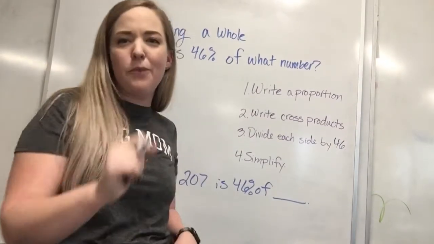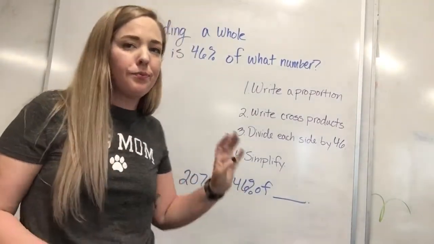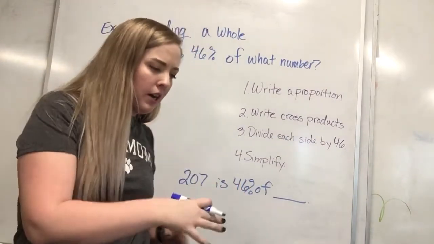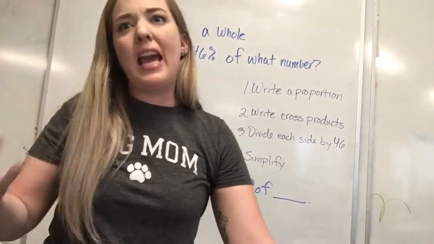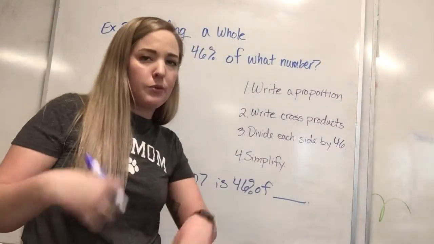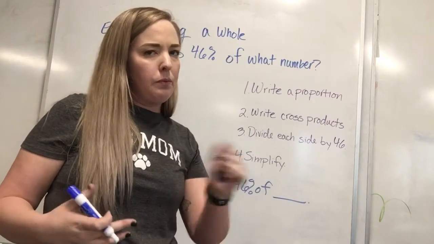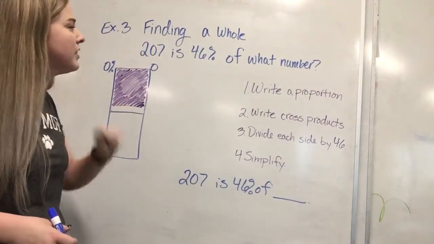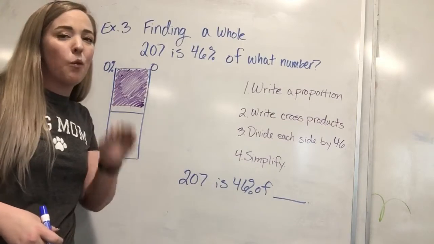Okay, last example for 6-6. So we did find the part, find the percent, or a part, a percent. Now we're doing find a whole. So now we're given the parts, we're given the percents, but not the whole. So we're going to work with 207 is 46% of what number?